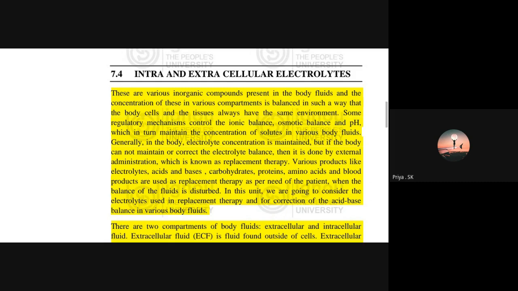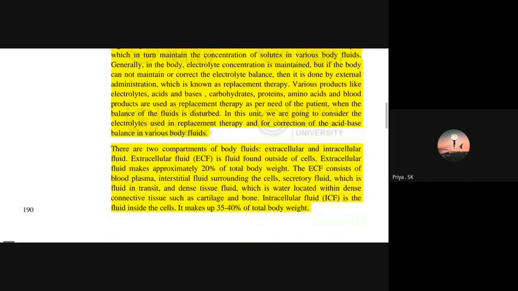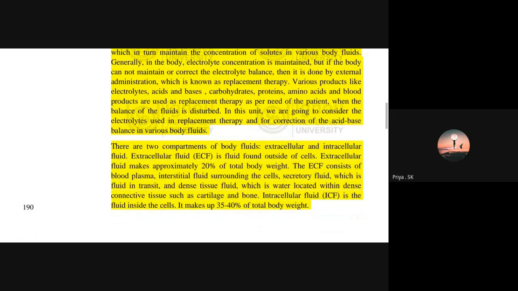In this unit, we are going to consider the electrolytes used in replacement therapy and for correction of acid-base balance in various body fluids. There are two compartments of body fluids, extracellular and intracellular fluid. Extracellular fluid is fluid found outside of cells. Extracellular fluid makes approximately 20% of total body weight.